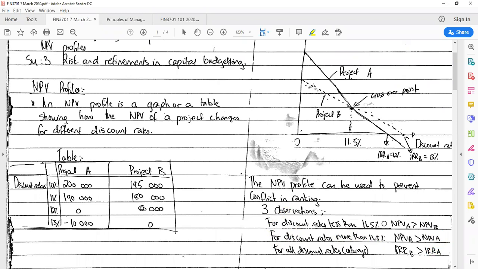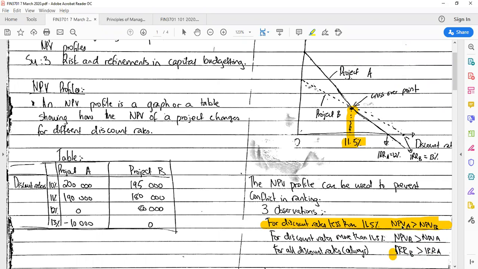But if we use a discount rate less than 11.5%, we get the NPV of A being higher than the NPV of B, but the IRR will give us a different ranking. The IRR will say the internal rate of return of B is higher than the internal rate of return for A. So clearly we can see that using a discount rate less than the discount rate at the crossover point will lead to different recommendations by the NPV and the IRR.